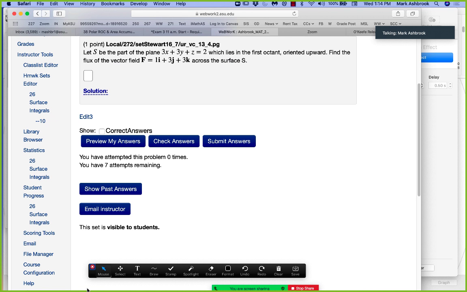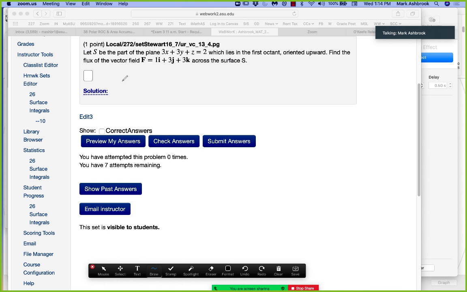All right, so let's try this. Let S be the part of the plane that lies in the first octant, oriented upward. We're going to find the flux of this vector field across the surface S. So our flux is that's our generic formula for the flux, which is totally parallel to a line integral of a vector field, right? F dot dr, single integral F dot dr.